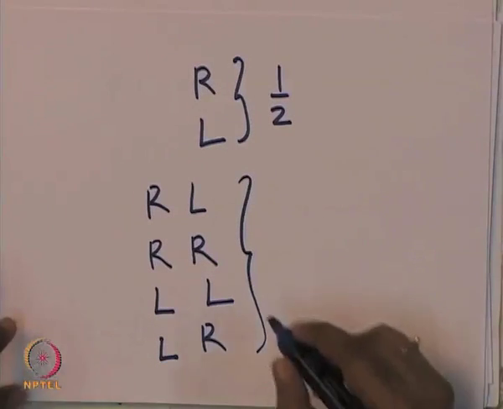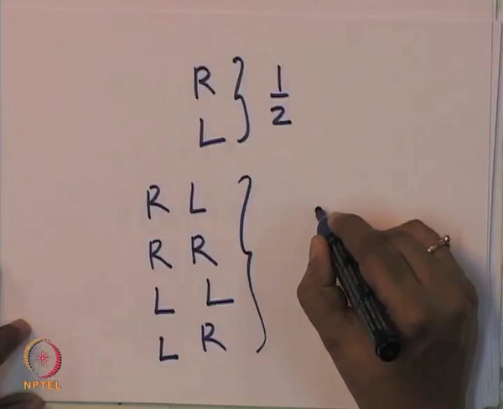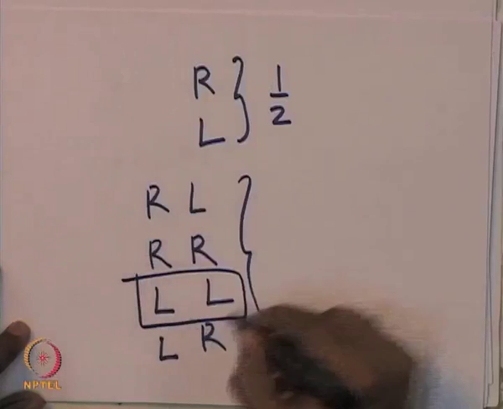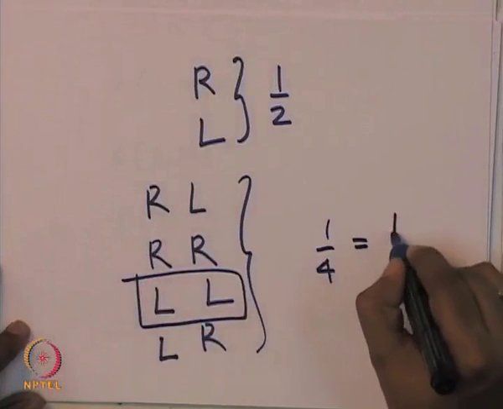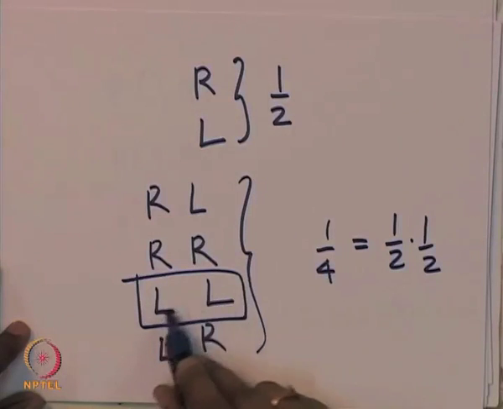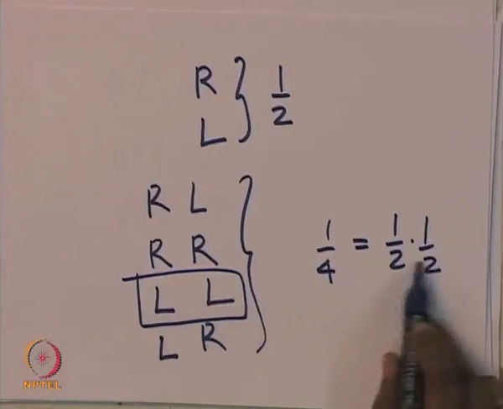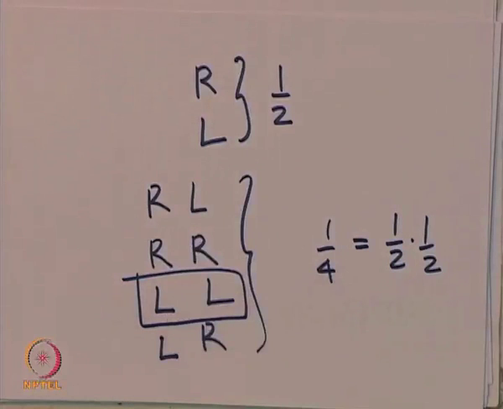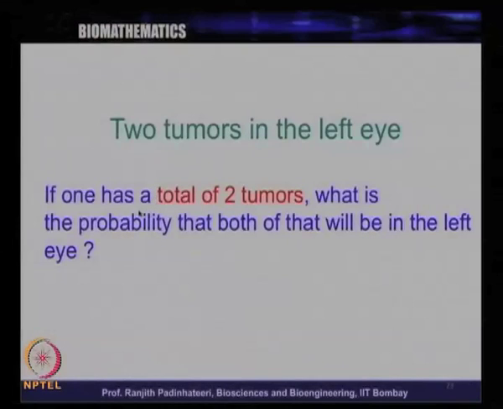So, the probability that you get both of them on the left eye is just 1 among 4, just 1 over 4. This is basically half into half. The half probability for the first one, and the next one is also half. The product of this is 1 by 4. There are 4 events and this is only one of the 4 events. So, if one has a total of 2 tumors, the probability that both will be in the left eye is half into half, which is 1 by 4.